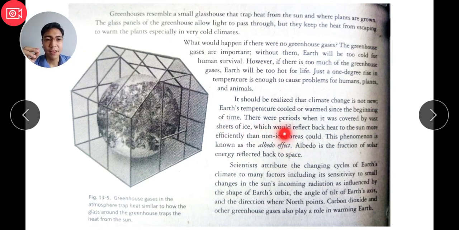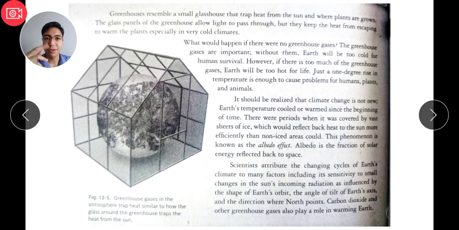So, these sheets of ice would reflect back the sun more efficiently than non-ice areas. Yung mga areas na maraming sheet of ice, nire-reflect niya yung sunlight. Okay? This phenomenon is called the albedo effect. Albedo is the fraction of the solar energy reflected back to space. Yung effect ng pag-reflect back ng sunlight going to space is albedo effect. So, scientists attribute the changing cycles of Earth's climate to many factors, including the sensitivity to small changes in the sun's incoming radiation as influenced by the shape of Earth's orbit, and the angle din ng tilt ng Earth's axis natin in the direction where north points. So, carbon dioxide and other greenhouse gases also play a role in warming Earth. Nakaka-apekto yan sa cycle ng pagbabago ng klima natin.